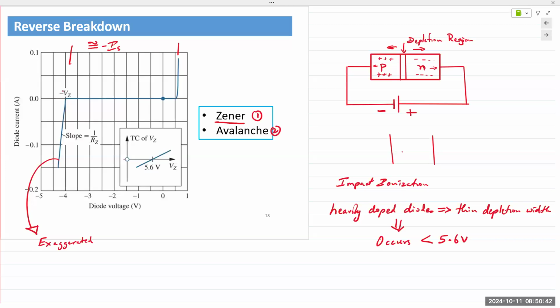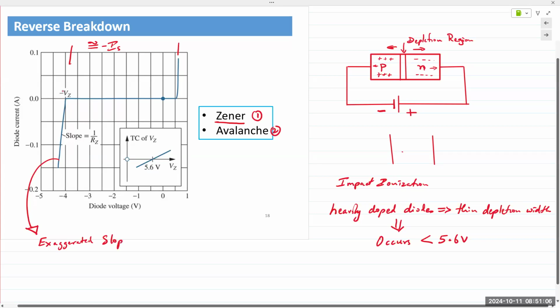Okay, so there are two mechanisms, Zener and avalanche. Zener is typically in heavily doped P and N-type semiconductors, and it occurs typically for less than 5.6 volts. And above it is usually the avalanche effect. But in general, it has come to be accepted that everything working in the reverse bias is Zener. Okay. And as I said, this was an exaggerated slope.